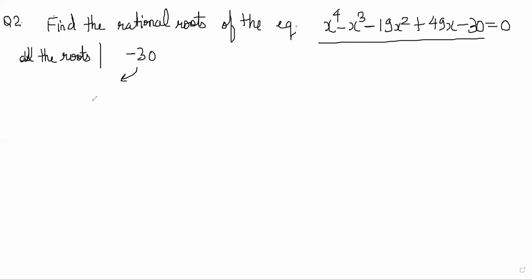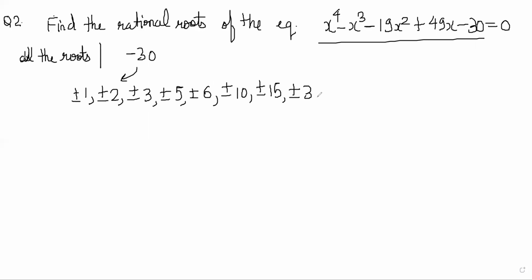Therefore, what are the divisors of minus 30? You can get plus minus 1, plus minus 2, plus minus 3, plus minus 5, plus minus 6, plus minus 10, plus minus 15, plus minus 30, right?